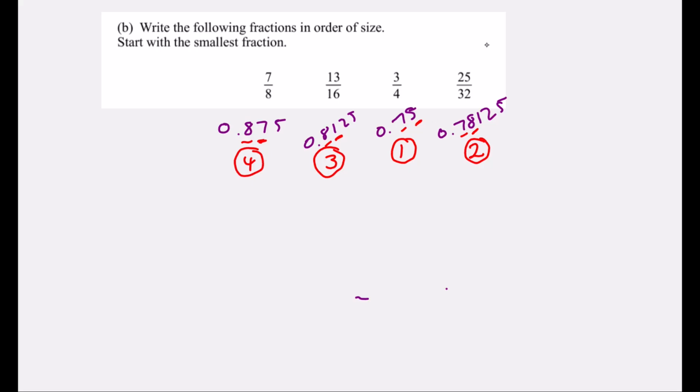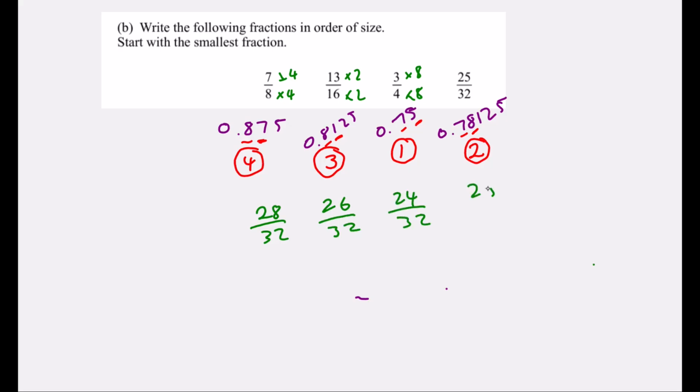If we made the denominators the same, so we've got 32, 4, 16, and 8. So 32 is in the 4, the 16, and the 8 times table. So we could times top and bottom by 4 for this one, double top and bottom for this one, and times top and bottom by 8 here. So we'll have 28/32, 26/32, 24/32, and 25/32. So we can see again 1, 2, 3, 4.